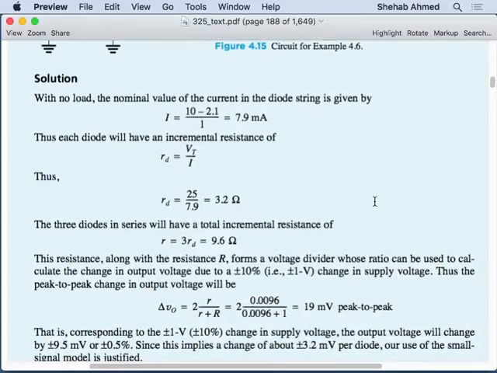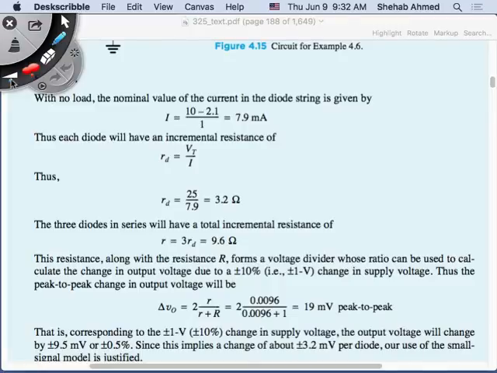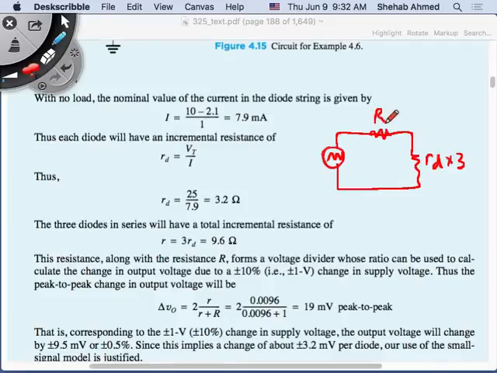So if I would like to look at what is the maximum variation across the 3 resistors, I have 2 volts, which is the peak-to-peak voltage variation. Now I only have my small signal circuit. What does my small signal circuit look like? It's the AC source, right? This is my RD, which is times 3, sorry, and this is my R, right? This is 9.6, and this was the 1 kilo ohm, right?